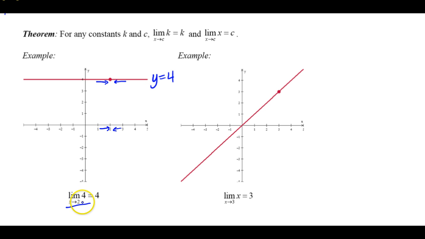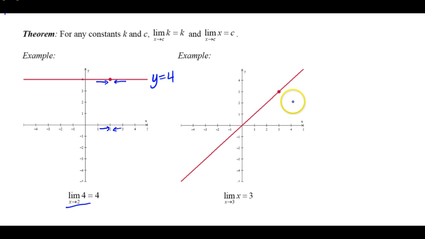So by my informal definition of a limit, the limit as x approaches 2 of 4, what am I getting arbitrarily close to? I'm getting closer and closer to 4. So this limit equals 4, which matches what the theorem says. So c in this case would be 2, and then 4 is the constant k, so this had to equal that k constant, it had to equal 4.